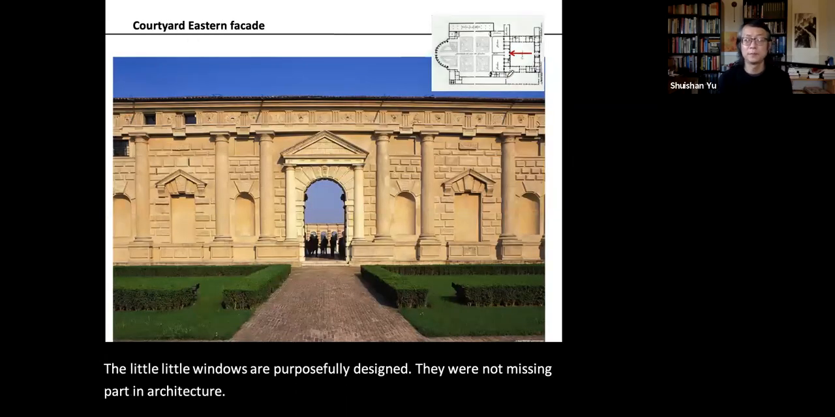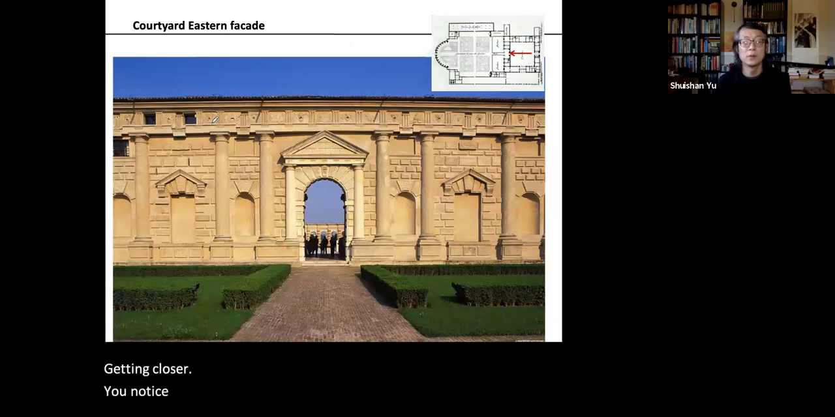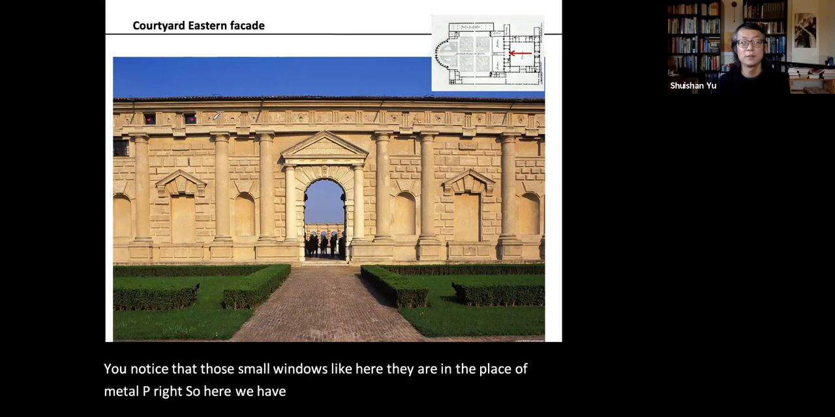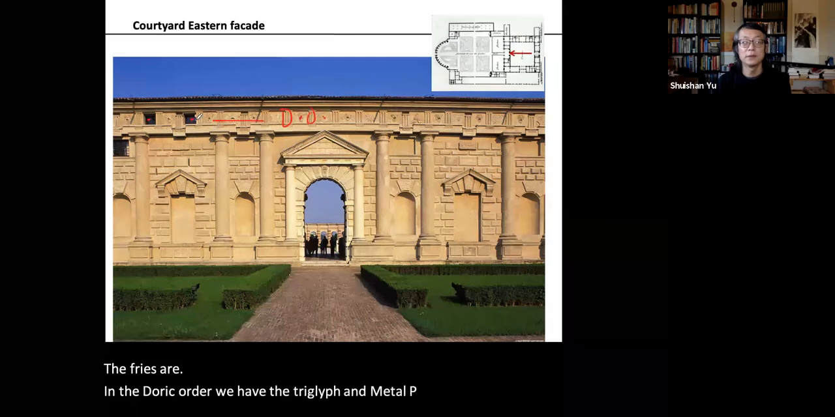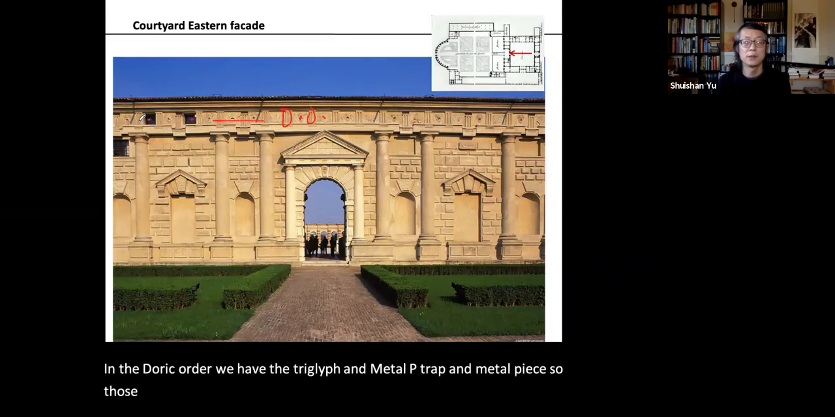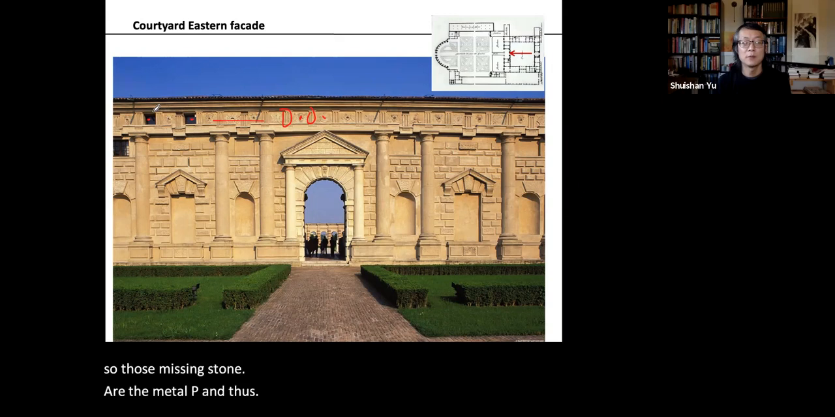Getting closer, you notice that those small windows, like here, are in the place of metopes, right? So here we have the frieze. In the Doric order, we have the triglyph and the metope, triglyph and the metope. So those missing stones are the metopes, and thus resulted in a window. And some other parts are below the entablature, like this one.